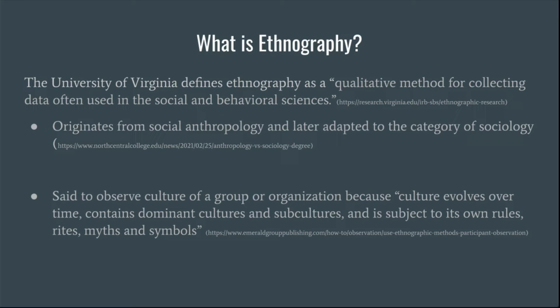The method that we'll be discussing today is called ethnography, which the University of Virginia defines as the qualitative method for collecting data often used in the social and behavioral sciences. This method was originally used in the field of social anthropology, but was later introduced into the field of sociology.